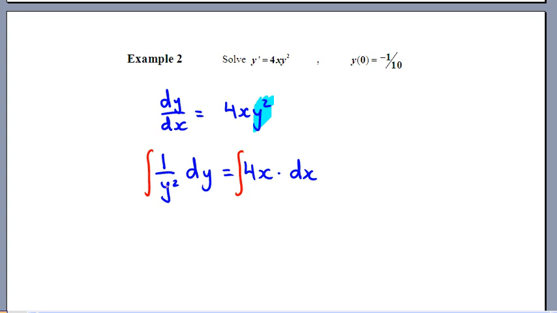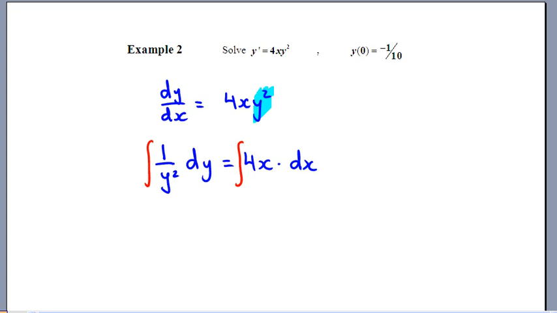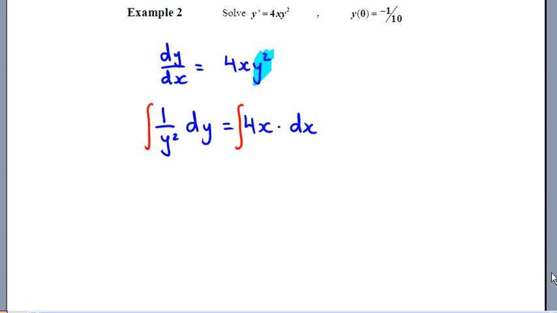I'm integrating y to the negative 2, right? So I have to think about that. What's the antiderivative of y to the negative 2? It's just a power. I don't need to do any substitution. I don't have to do integration by parts. I'm going to get a y to the negative 1 with a little negative 1 bodyguard out there. That's going to equal the antiderivative here, 2x squared plus a constant. Now I'm just going to put constant number 1 for a minute.